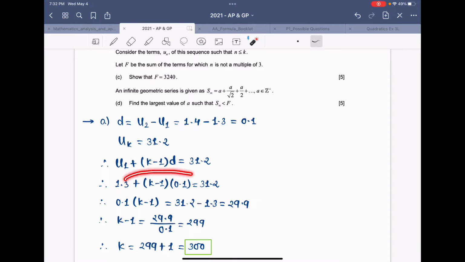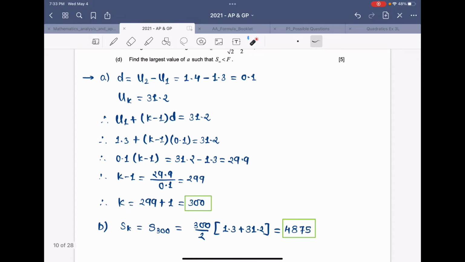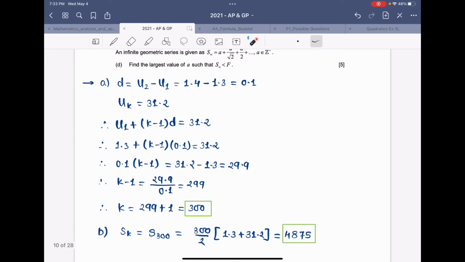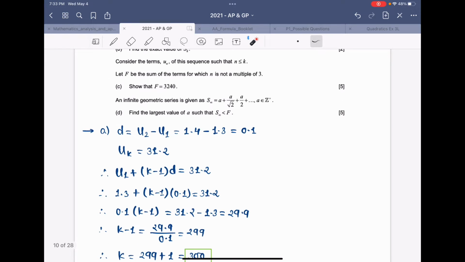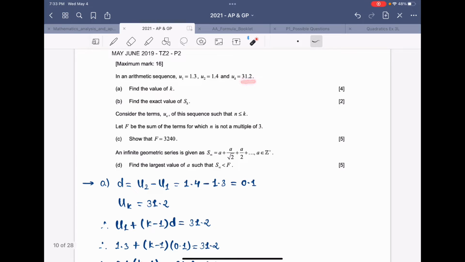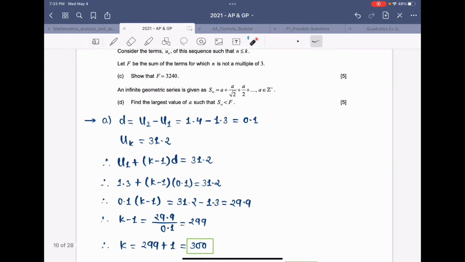First, I'm transferring 1.3 to this side. 31.2 minus 1.3 is 29.9. 0.1 times K minus 1 is 29.9. Divide both sides by 0.1. So K minus 1 is equal to 29.9 divided by 0.1, which is 299. Then you transfer this minus 1 to this side and it becomes positive. So 299 plus 1 is basically 300. So it's actually the 300th term that is 31.2, because the difference is very small, 0.1, so obviously it will take so many steps.